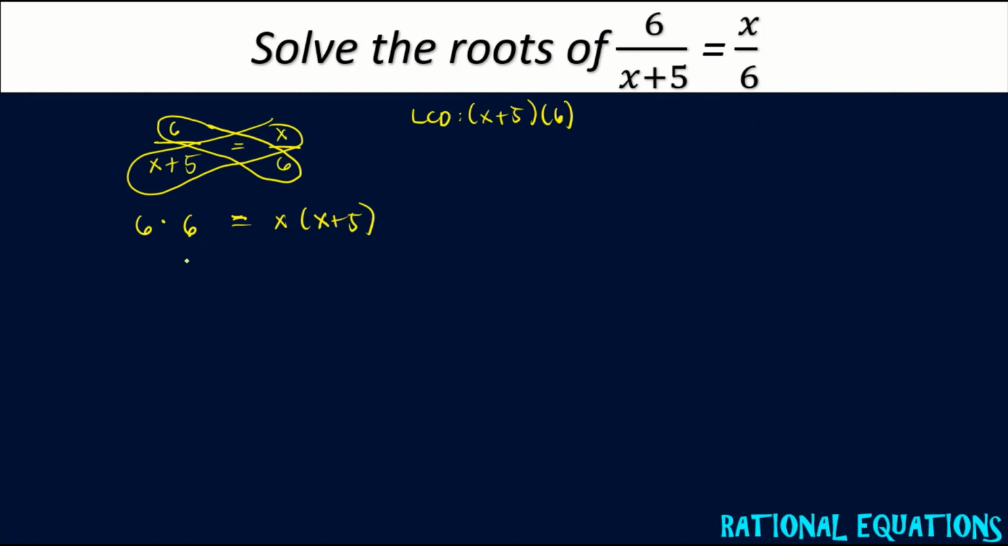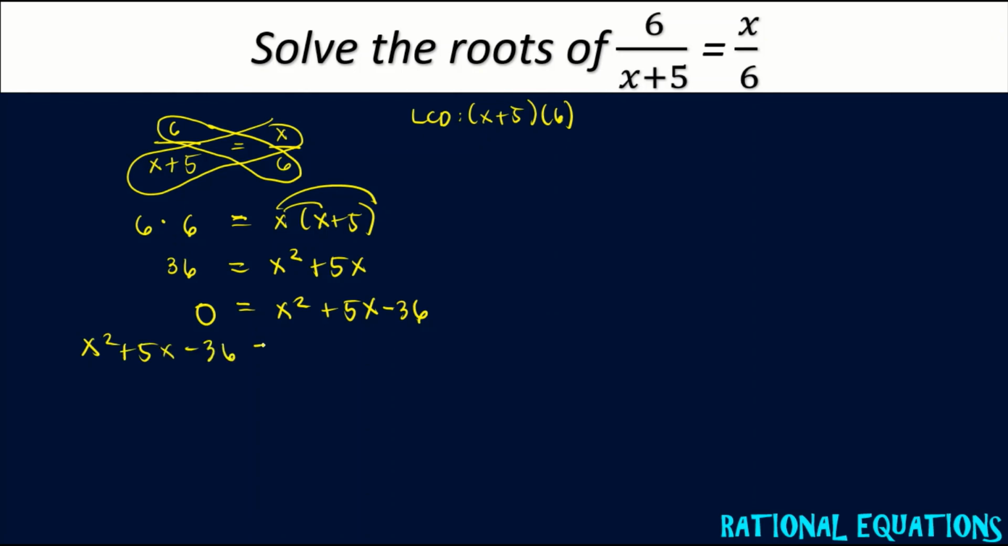Simplifying this, we will have 6 times 6 equals 36 equals, distributing, x times x equals x squared, then x times positive 5 equals 5x. And then to make it in general form, we move 36 to the other side of the equation. So, we will have x squared plus 5x, and positive 36 becomes negative 36, then equals 0. So, we can write it as x squared plus 5x minus 36 equals 0. Since we now have a quadratic equation, let us get its roots.